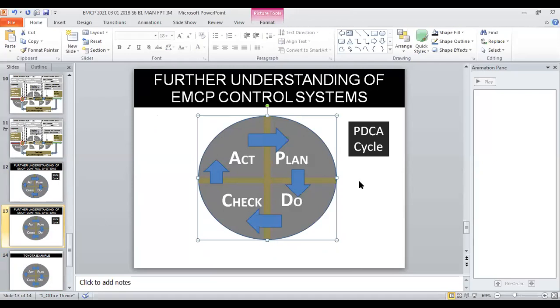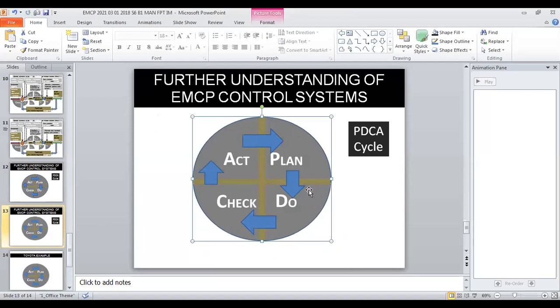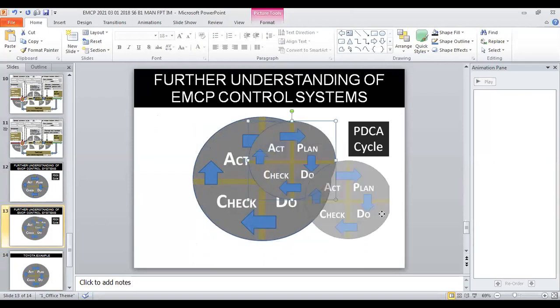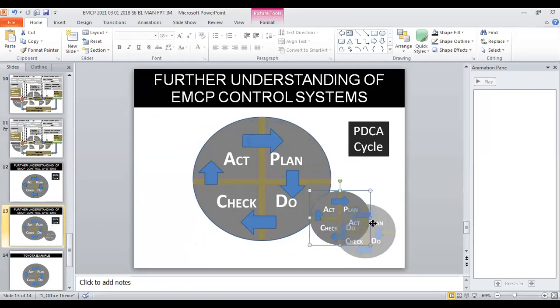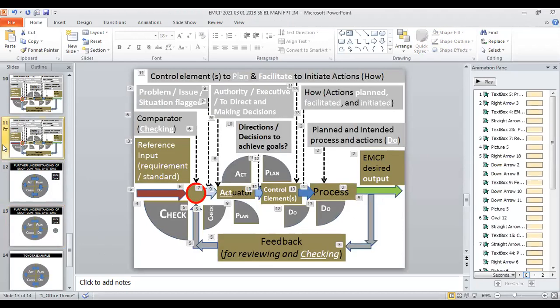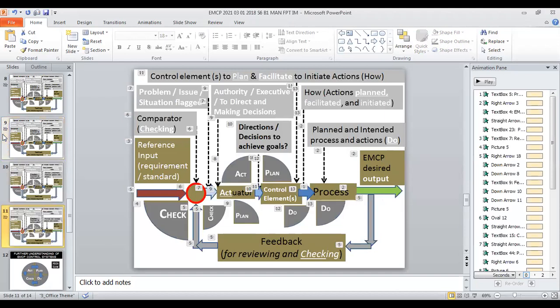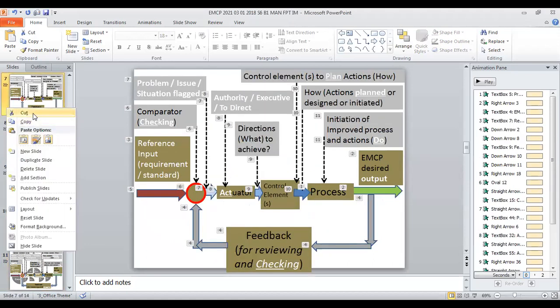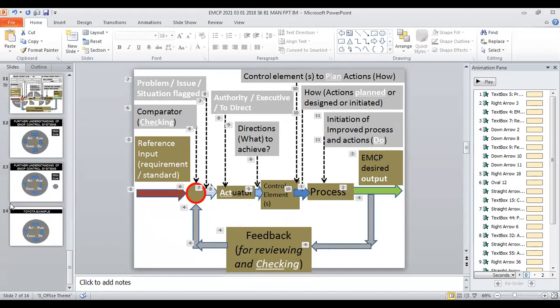Good. So this has a little depth. This cycle feature can be seen in many places, everywhere at different levels. So when I put this one, you know that the PDCA cycle is in place. I'm going to take one here, copy this, and paste it here.